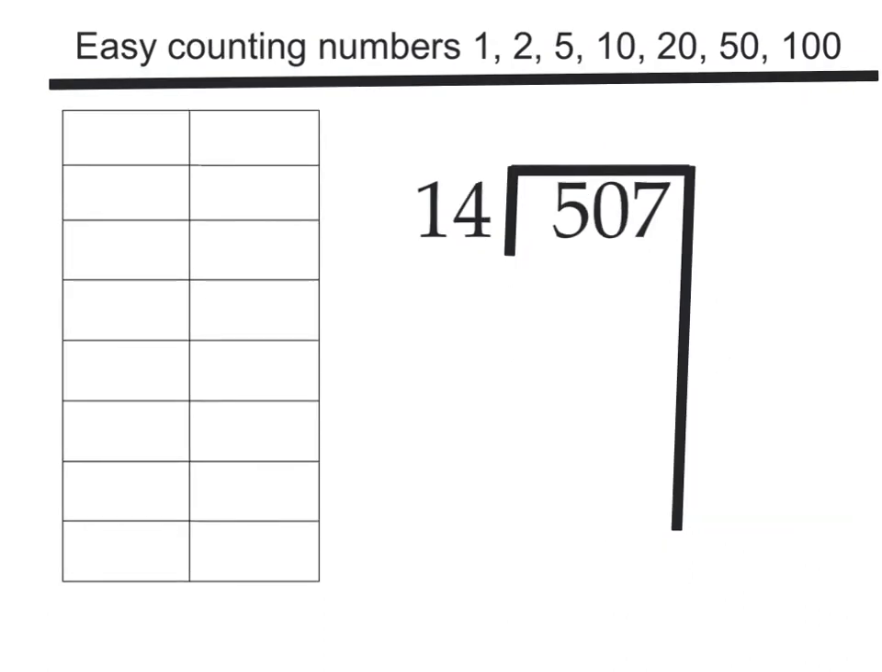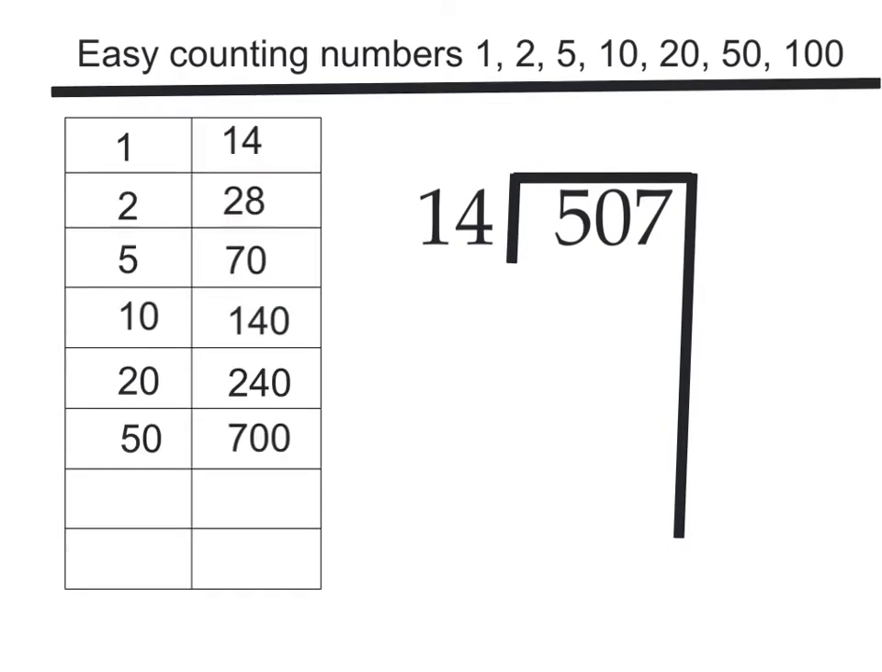Try to see if you can do the next one on your own. We're dividing $507 among 14 people. Pause the video and then see how I do it. When you made your table, did you stop at 50 like I did? Because 700 is more than 507?